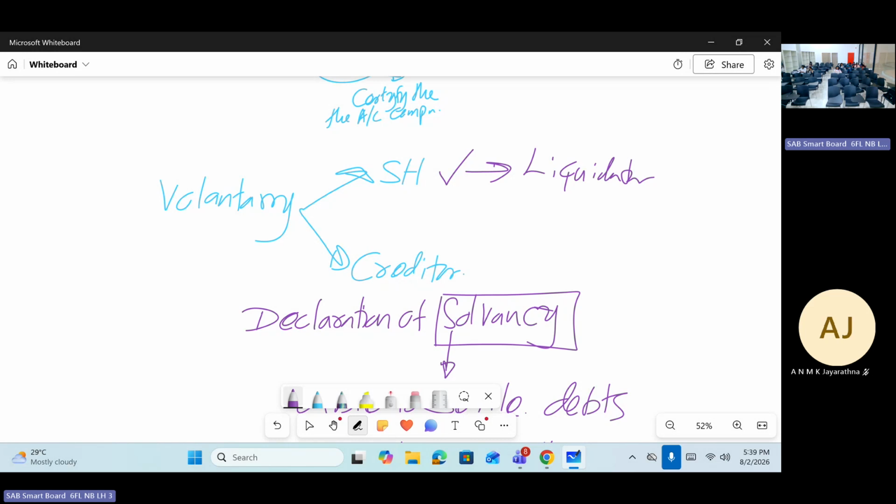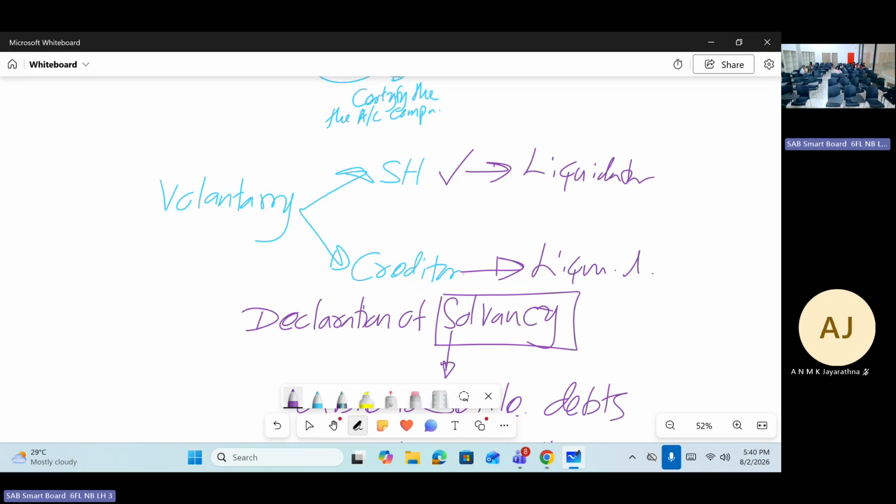If the directors are unable to give this declaration of solvency, then it becomes a creditors voluntary winding up. Then who will appoint the liquidator? Creditors will appoint the liquidator in order to liquidate the company and conduct the liquidating process. They will receive the right to appoint the liquidator if it is a creditors voluntary winding up.